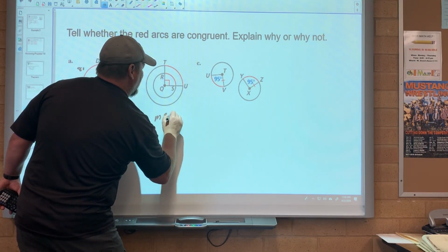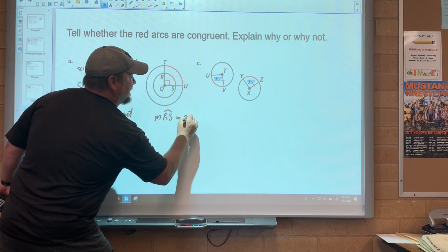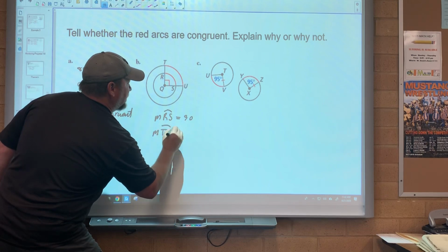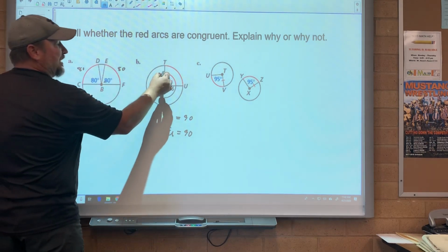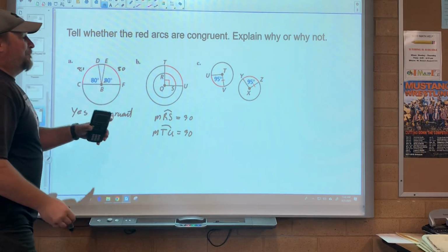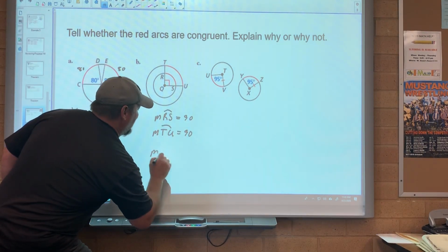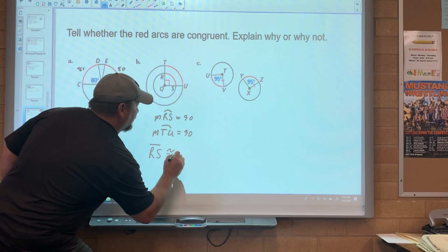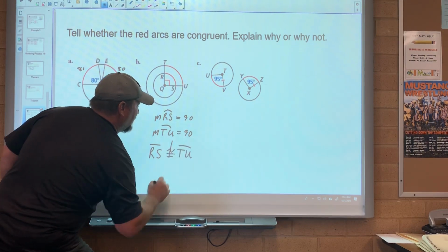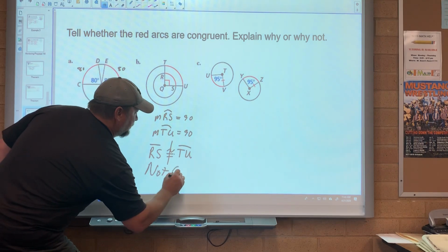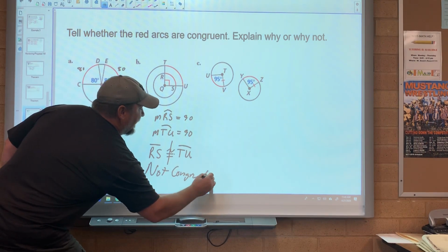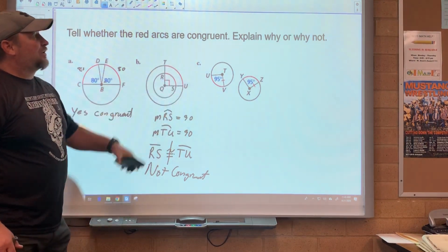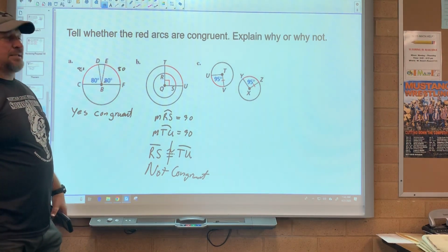Measure of arc RS. I'm going to point this out. That's 90. Measure of arc TU is 90. Would everybody agree? They're 90, they're 90. But RS is not congruent to TU. Not congruent. Now, are their arc measures congruent? Yes. But is their actual length congruent? No, they cannot be. Is that clear?